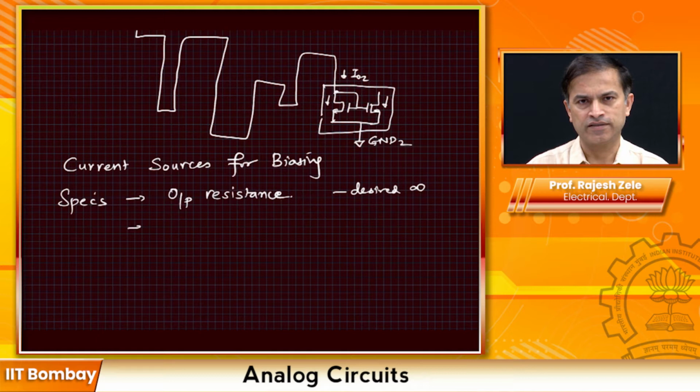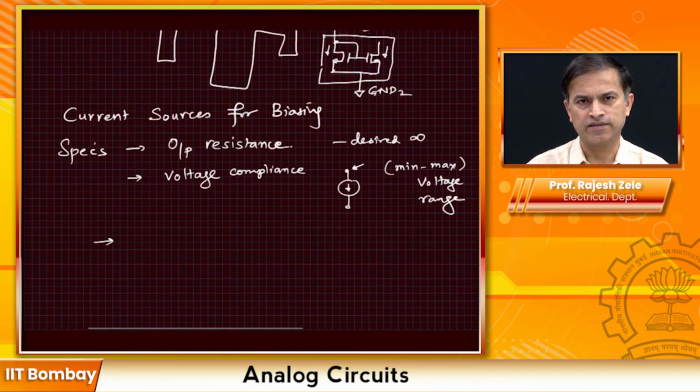And then how about voltage compliance? What this means is if we show this as a current source, then no matter what the voltage at the terminal of the current source is, the current source value should not change. So how flexible you can be in terms of what the voltage value is there. Okay, so this gives you a min to max voltage range, which will give you current value up to a certain accuracy.